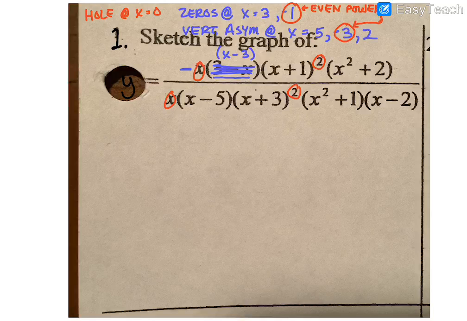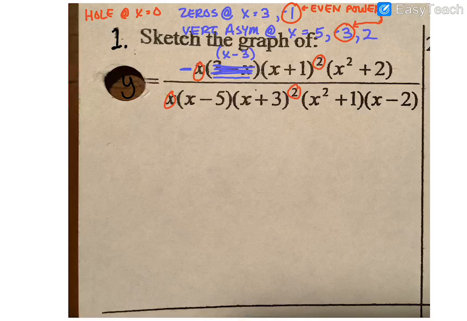Other pieces to point out. There will be a horizontal asymptote at y equals 0. That is because on top we would have 1, 2, 3, 4, 5, x to the 6th, and in the denominator, 1, 2, 3, 4, 5, 6, 7, x to the 7th. And anytime the larger power is on bottom, remember there is a horizontal asymptote at y equals 0.